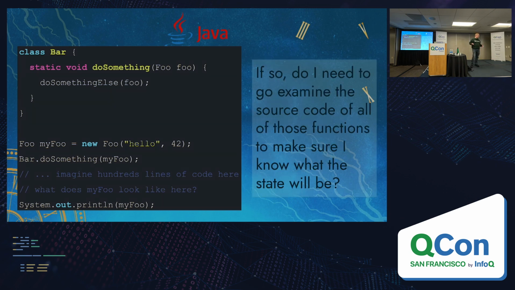So does that mean that I need to go examine the source code of all of those functions in order to be able to reason about the state that this variable is going to be in when I get to this line of code? And the answer to that is basically yes. Without knowing what's happening in every one of those pieces of code, I have no idea whether this variable got mutated in between those two points in time.